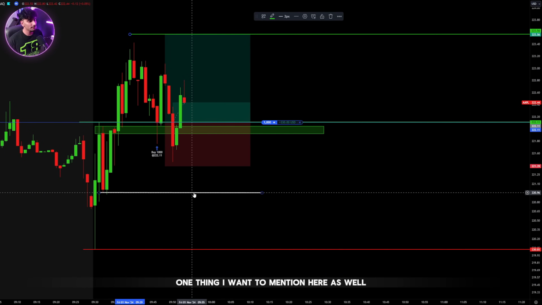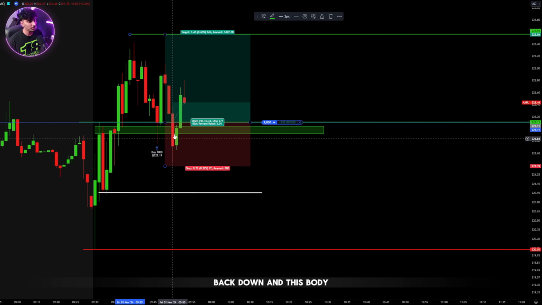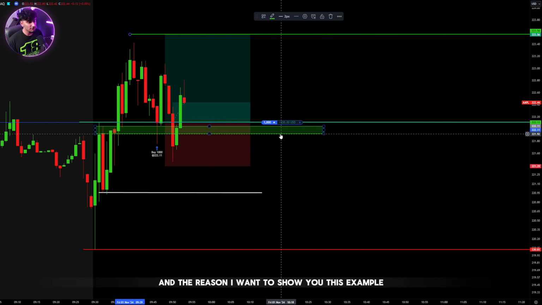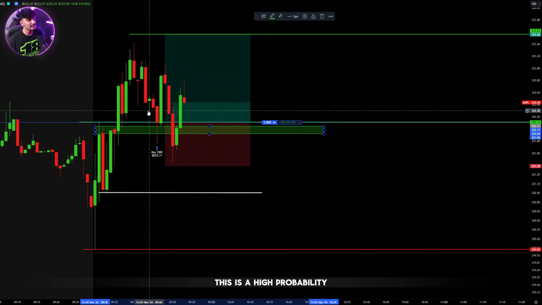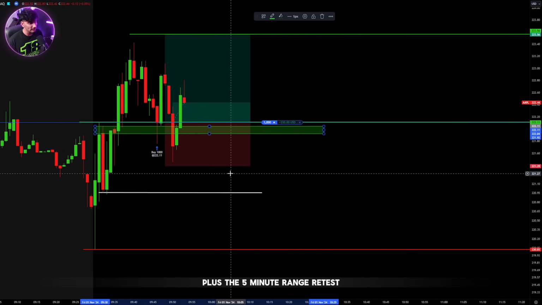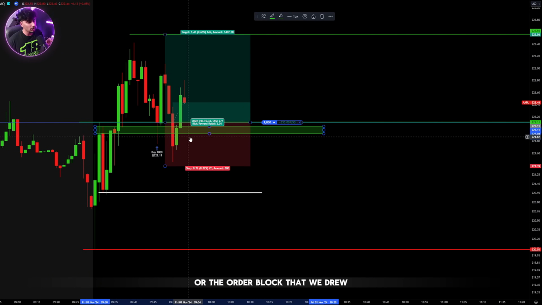One thing I want to mention here as well, we can see that the stock actually ended up coming back down, and this body candle came below this previous order block. And the reason I want to show you this example is because yes, this is a high probability A+ setup of an order block plus the 5-minute range retest. However, we still came below the wick of the down close candle or the order block that we drew.